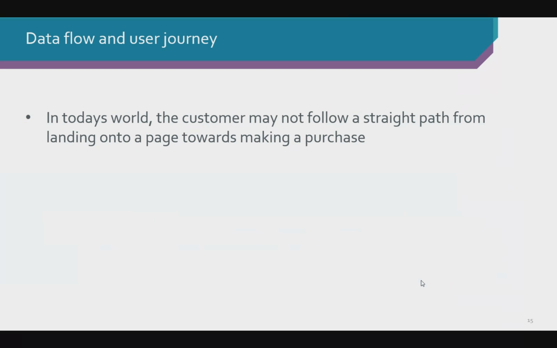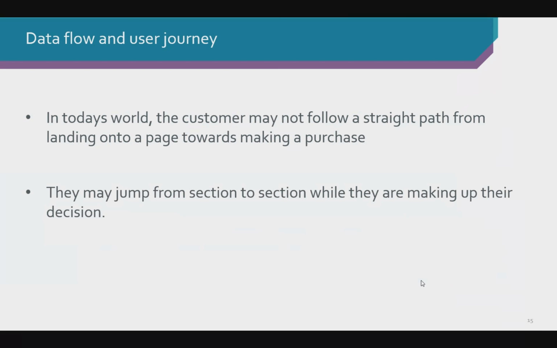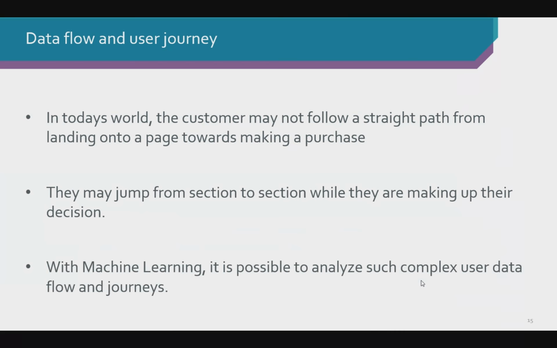If you've made a purchase online, you will know that you will check out different phones, their different specifications, and read reviews, you'll do a lot of things before you finally decide to make a purchase. So, people will jump from section to section while they're making up their decision. But with machine learning, it is possible to analyze such complex user data flows and journeys.